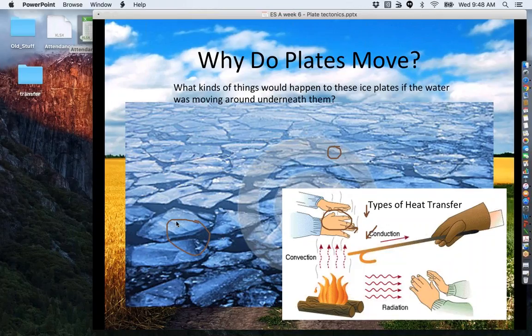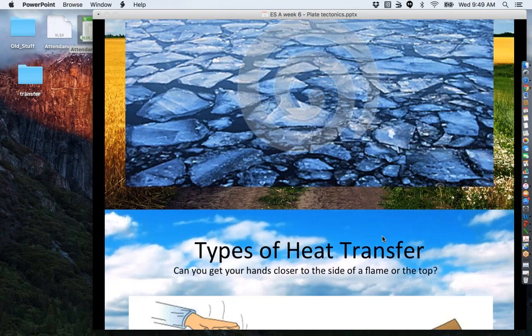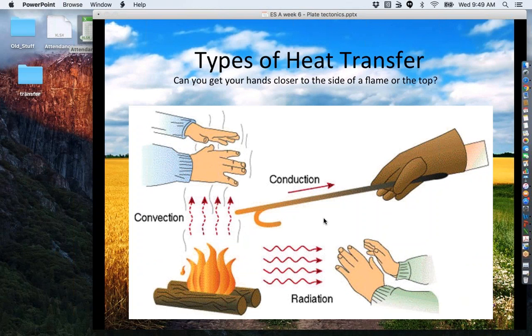Now, one of your lessons is going to go into great detail, and I'm glad they do, on the 3 types of heat transfer. So I want you to think about conduction. Actually, here's a bigger one of it. Conduction, convection, and radiation. And I want you to answer a question for me. Can you get your hands closer to the side of a flame or the top of a flame? In fact, I'm going to go get a flame so we can see how close I can get my hands before I get burned. I'll be right back.